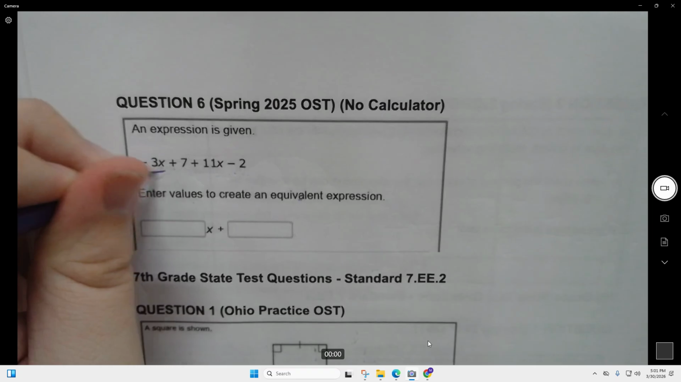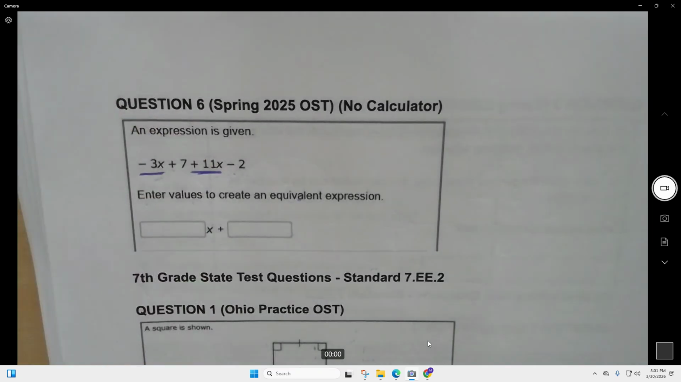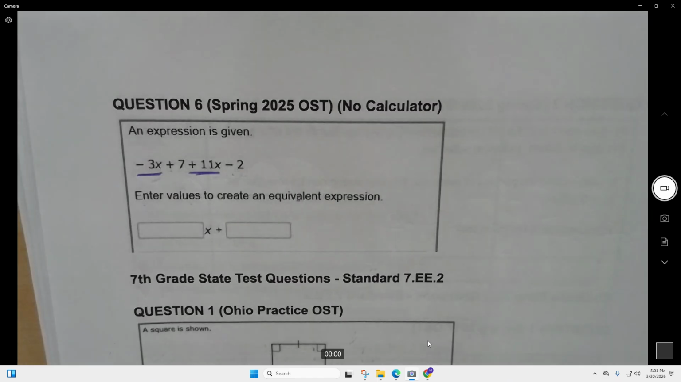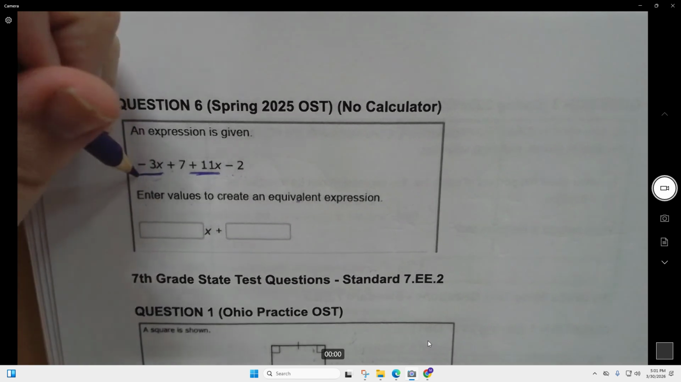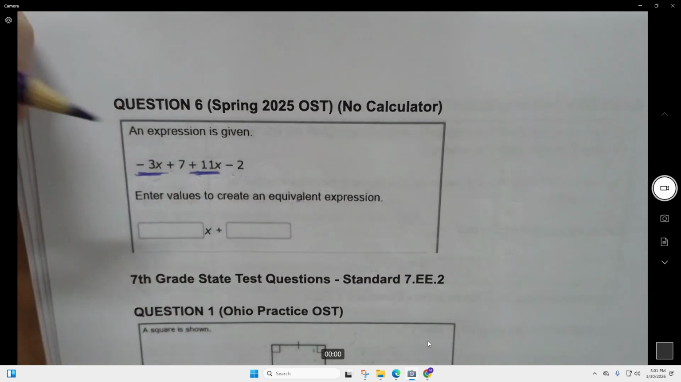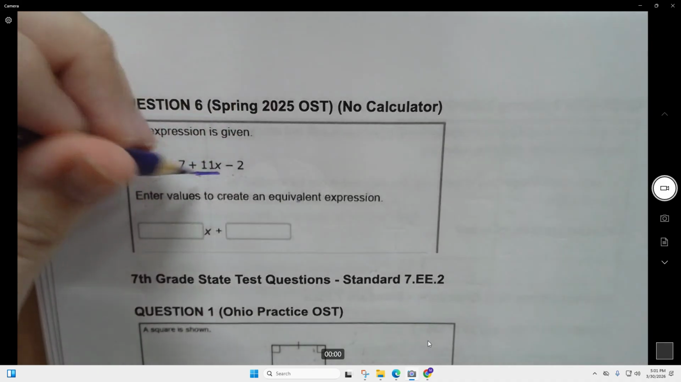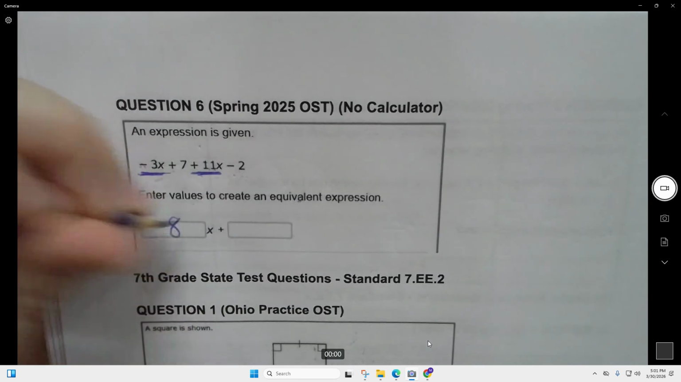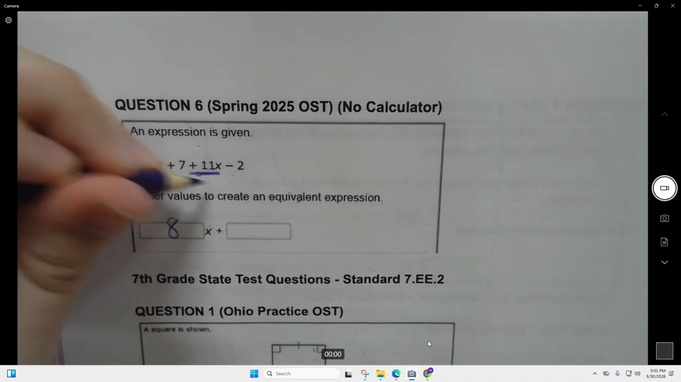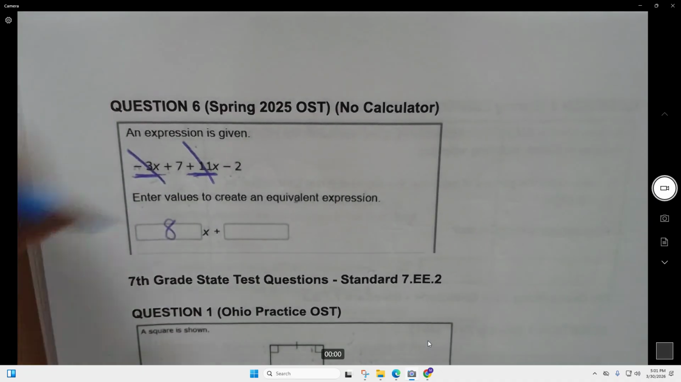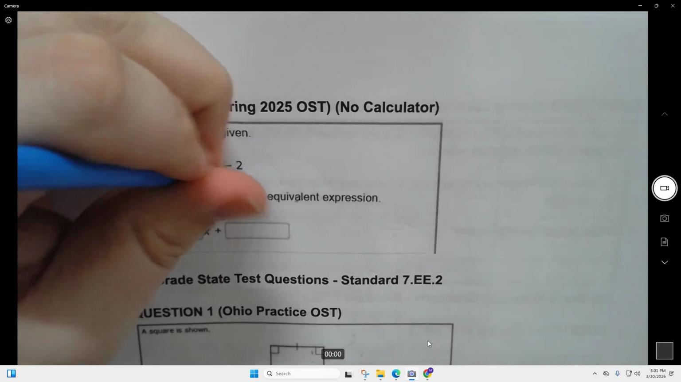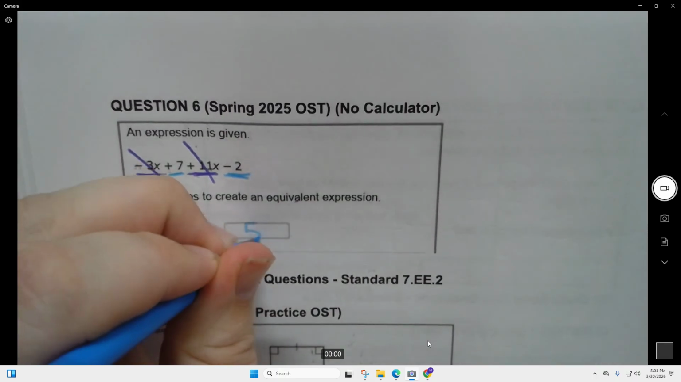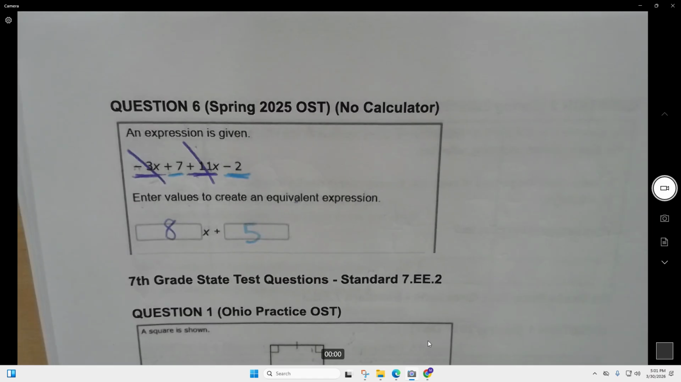All this is asking you to do is combine like terms, which we've been doing for a few questions now. We should be a pro. Okay, combine like terms. So let's identify our like terms. We have things with a variable of x, -3 plus 11, or 11 minus 3 is 8. Cross them off as you use them. And then 7 minus 2 makes 5. And that's your answer. Simple as that.